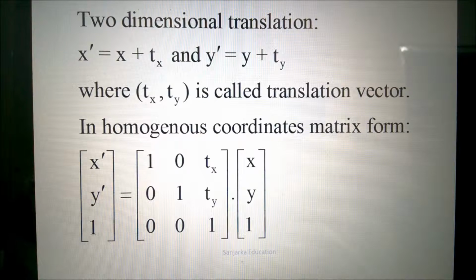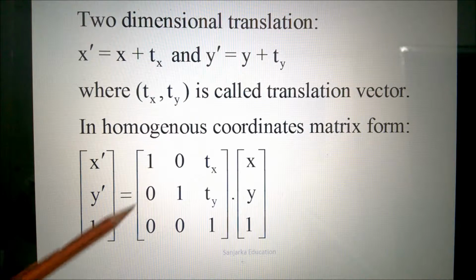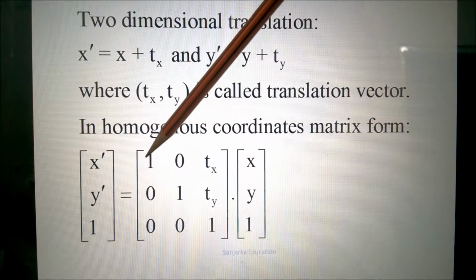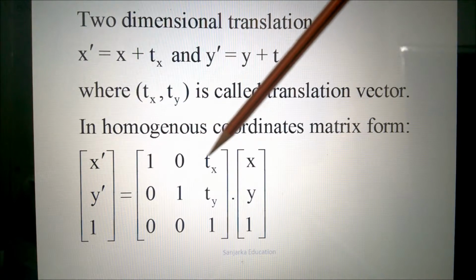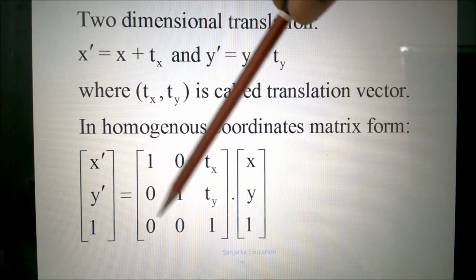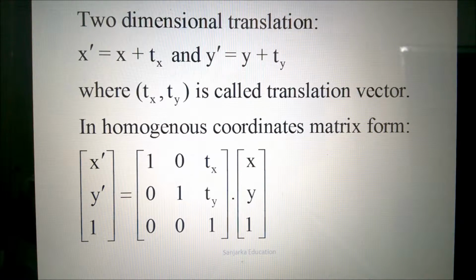Another advantage is that in case of multiple translations, that means composite translation, we can have one translation matrix, and all the effect will happen in the one matrix. That we'll discuss later. Therefore, in the homogeneous matrix form, if you multiply the matrices, you'll get the original equations, x dash would be x plus tx, and therefore these equations we can express in this matrix form.